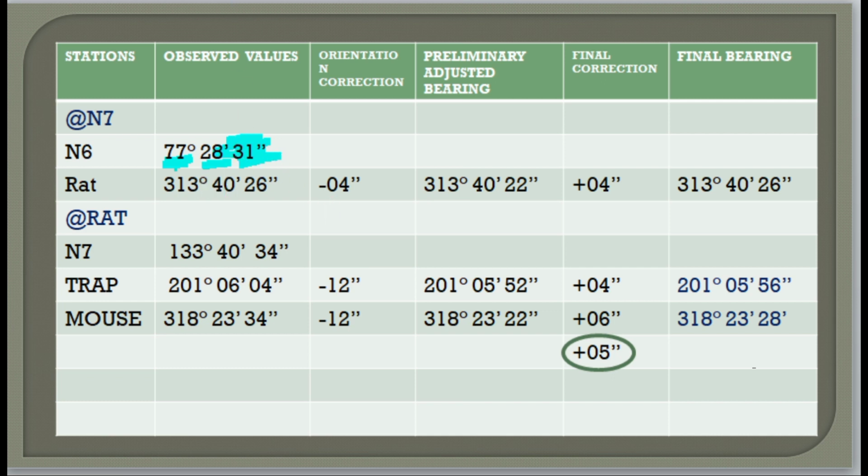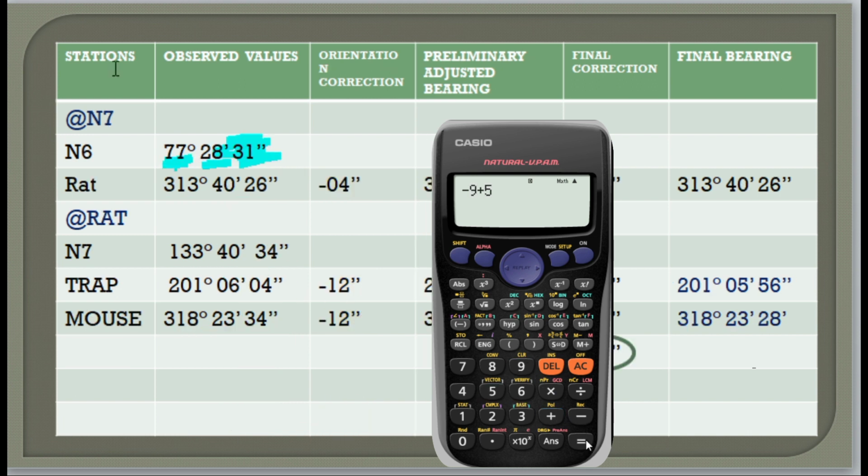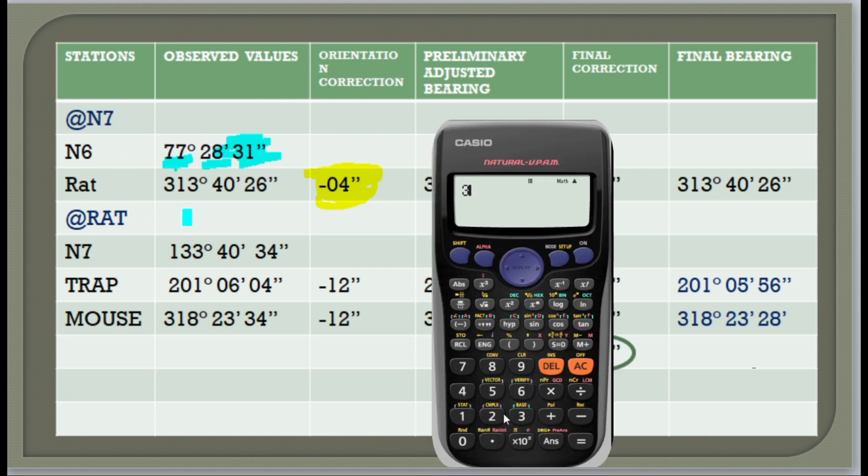By adding the previous orientation correction of positive 5 to that which we have gotten of negative 9, we'll get our next orientation correction as negative 4 seconds. And on our last part, here we have observed from N7 to the right, that's the 4 bearing, we have 313, 40, 26 seconds. By subtracting 180, we get 133, 40, 26.